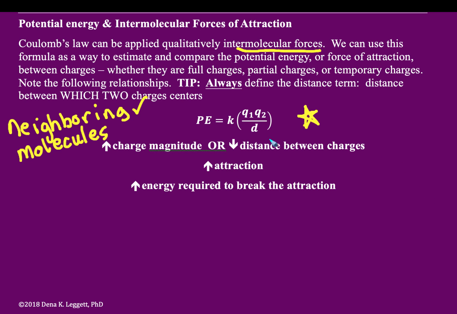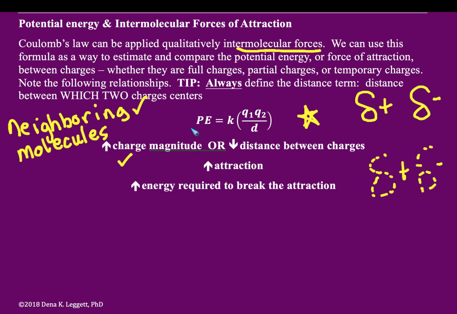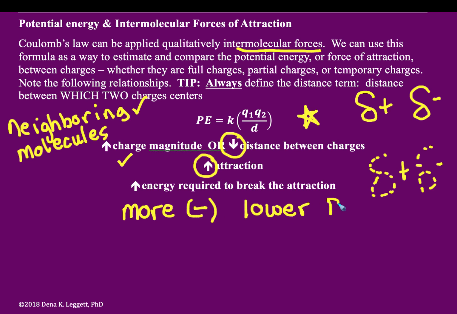Okay, now in Coulomb's law, what we're looking at is potential energy, and as you increase the charge magnitude, in our case we're talking about partial positives and partial negatives, or even temporary positives and temporary negatives, or you decrease the distance between the charges, you increase attraction, assuming opposite charges. So what that means is we're talking about a more negative or a lower potential energy.